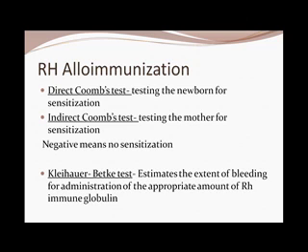In cases where there was mixing of the blood, if there was an abruption or something like this, a Kleihauer-Betke test estimates the extent of bleeding, so this can give us a better idea as to how much RhoGAM, or Rh immunoglobulin, we should administer based on the amount of bleeding or mixing of the blood.